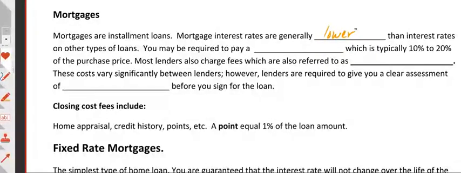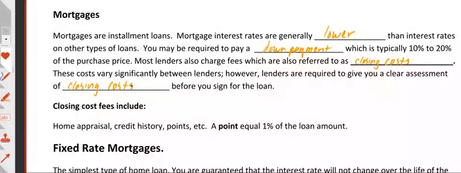However, you may be required to pay a down payment, typically 10 to 20% of the purchase price. There are other fees involved, which are referred to as closing costs. And they vary significantly between lenders, and you can certainly shop around for who would have the lower closing costs, but they are required to give you a clear assessment of these closing costs before you sign for the loan.